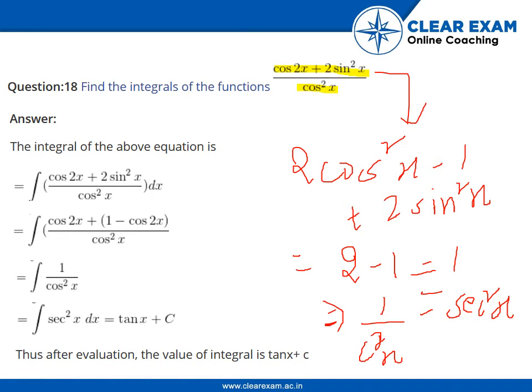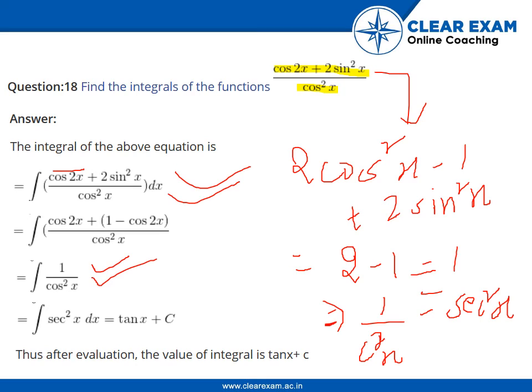So let us see. We have the expression here, and then we replace 2 sin square x by 1 minus cos 2x. We can do this way as well. We can also replace cos 2x by 2 cos square x minus 1. You will get the same answer in both the parts. So finally we get 1 upon cos square x.